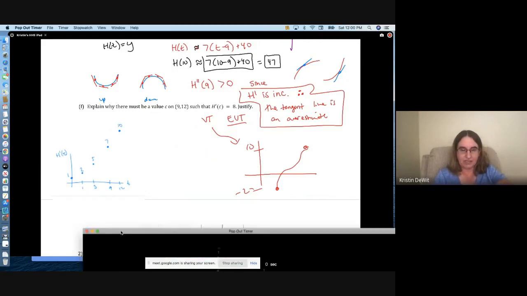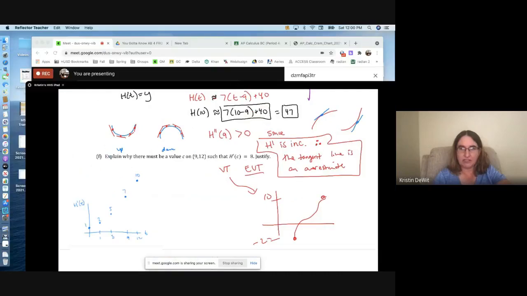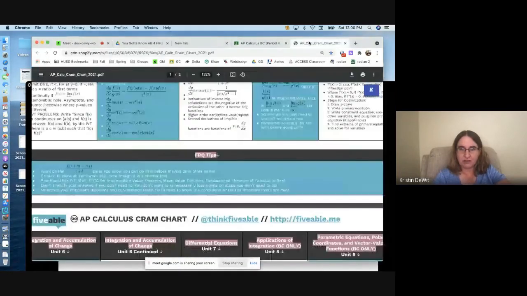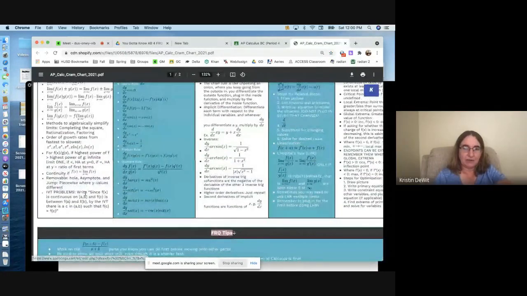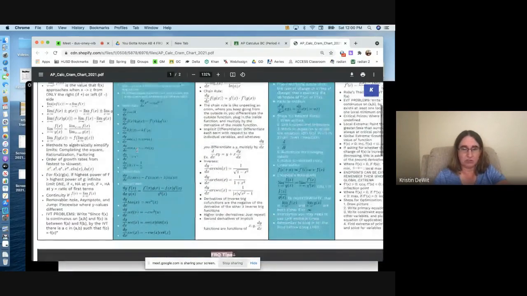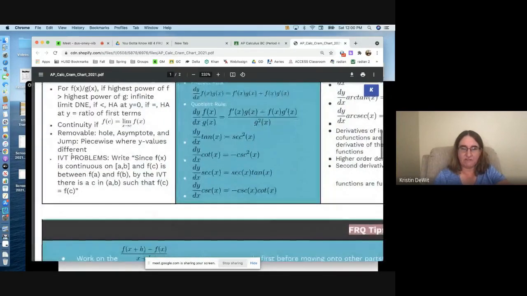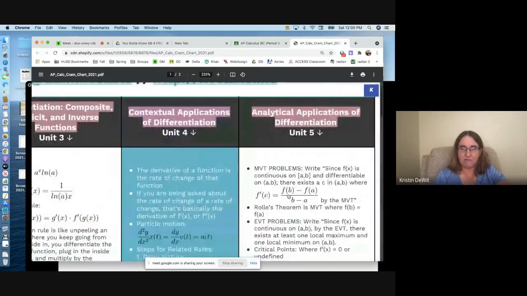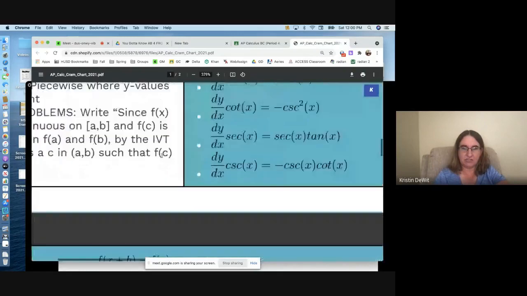In fact, Mrs. Ballard, I really like that chart that you sent to me. I posted it in my Google Classroom, the cram chart here. For those of you who are going to study a little bit more this evening or crash course tomorrow, I would read through this whole chart, especially paying attention to the sentence to write for IVT down here, and the sentence to write for MVT up here. I liked their sentences, so I'm going to steal their sentence right now.